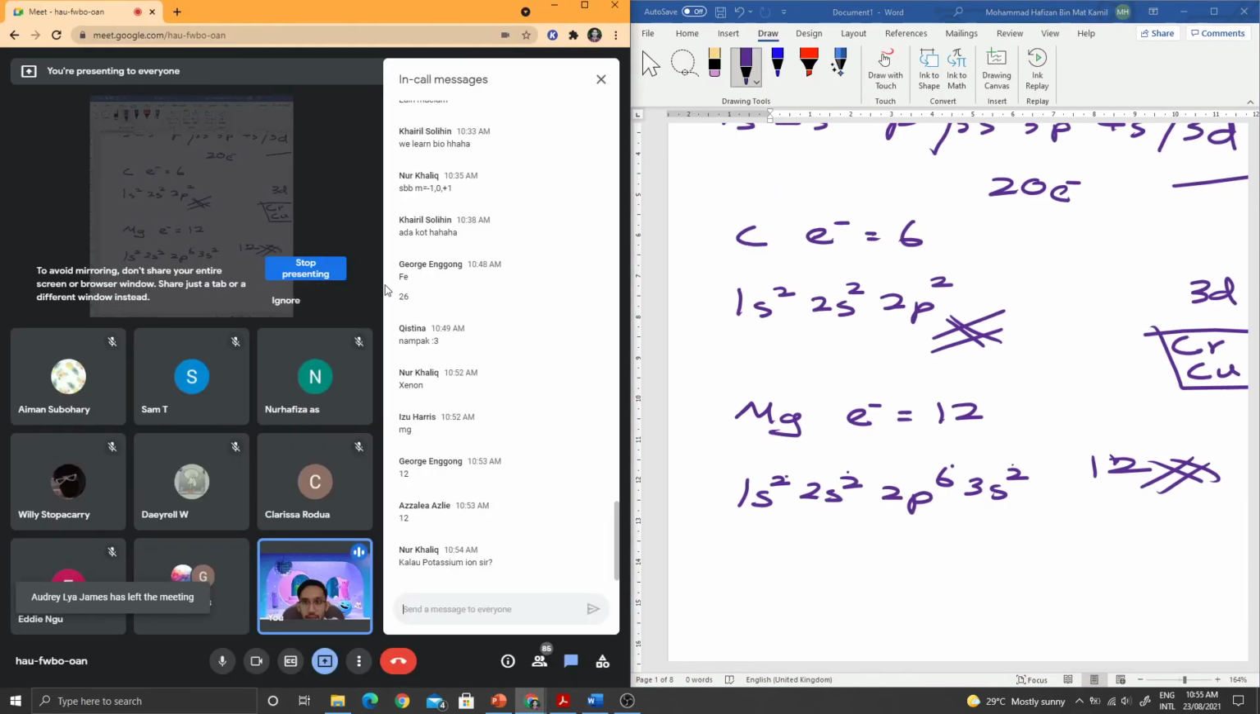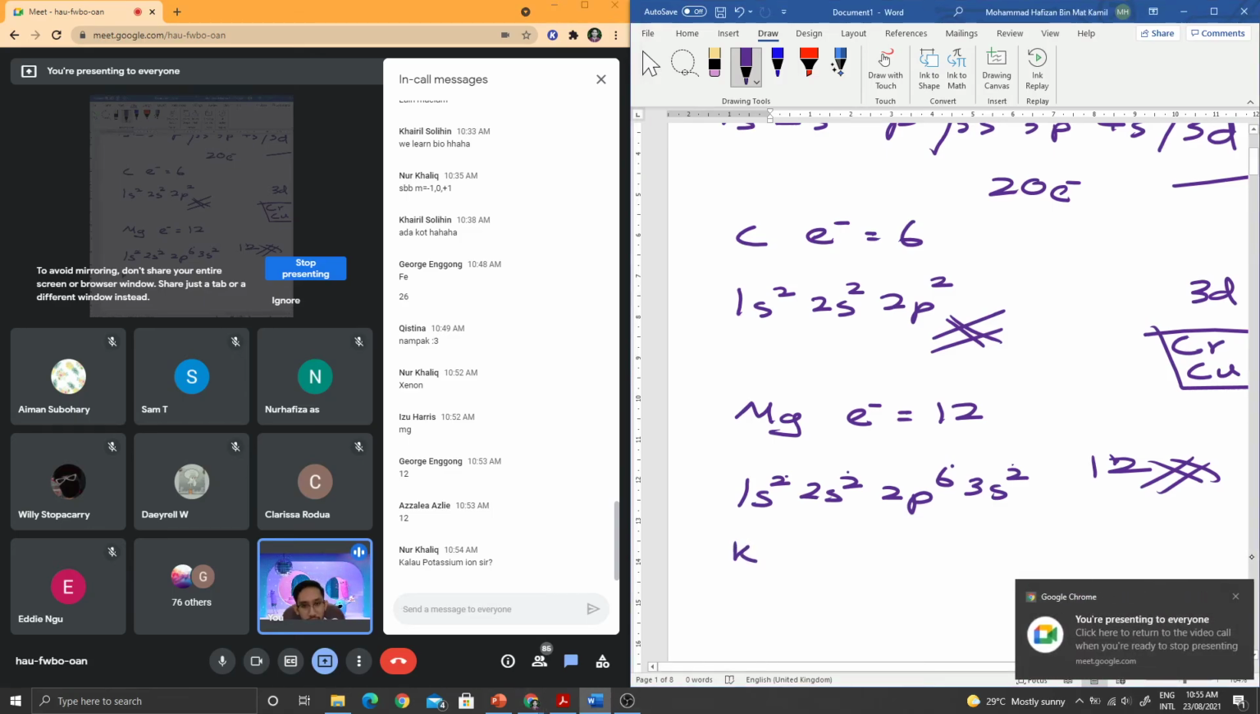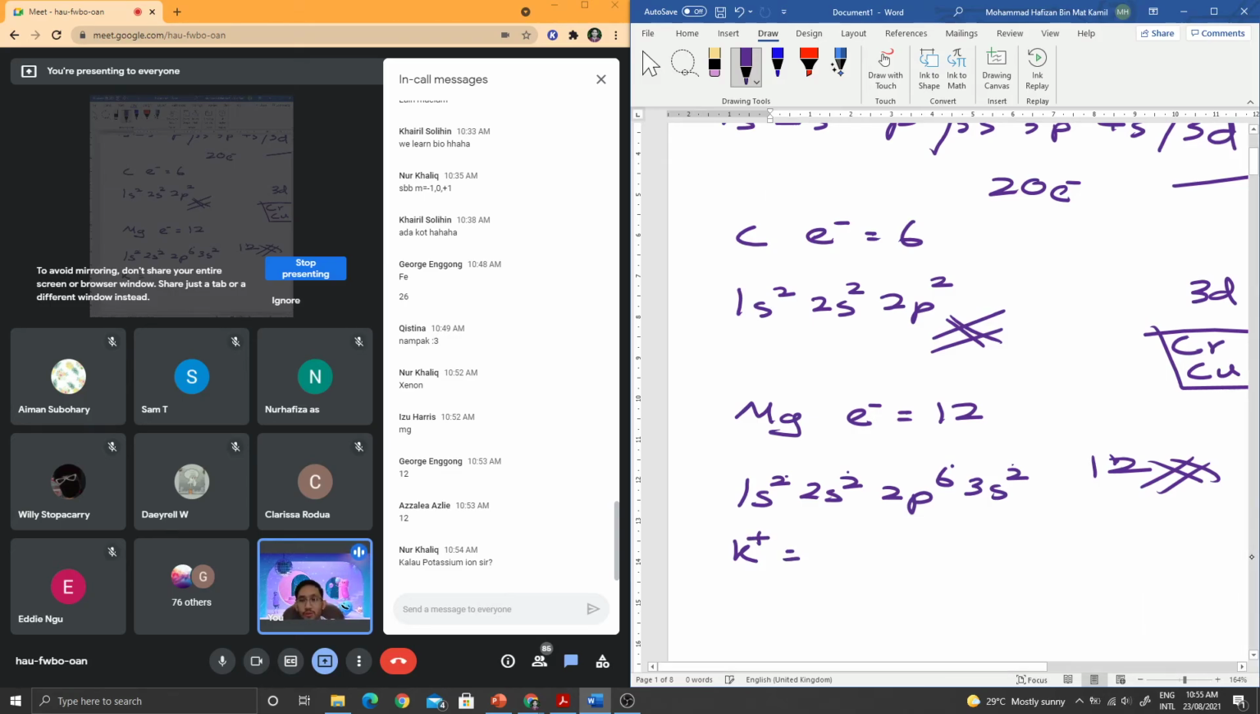So we have few more minutes. Okay, potassium ion. So potassium is K. So kali cakap potassium ion. Okay, let's say K+, right? So untuk potassium, what is the original number of electrons? Berapa banyak potassium ada? Original. Berapa banyak? Tolong tengok untuk saya. 19. 20? 19.